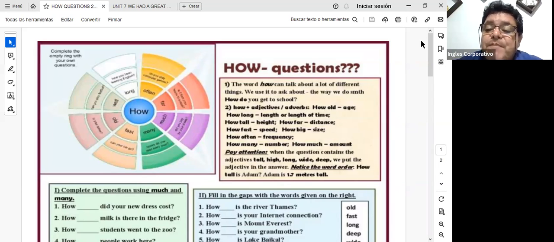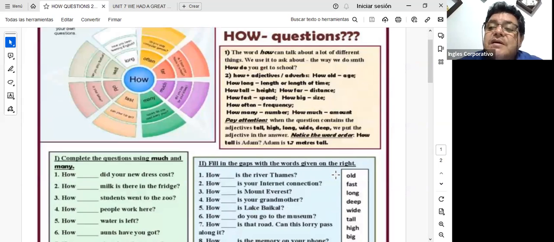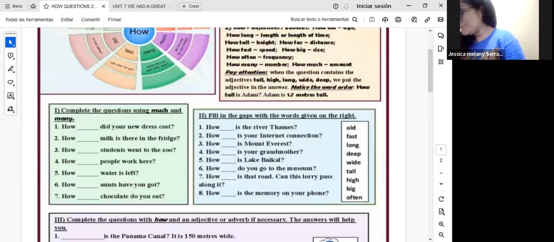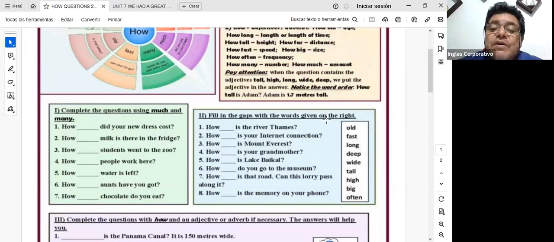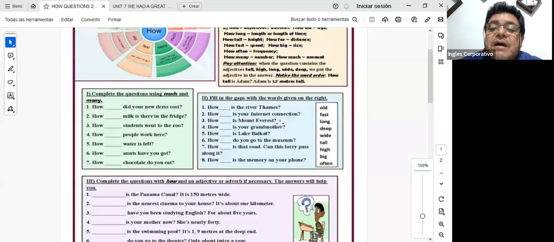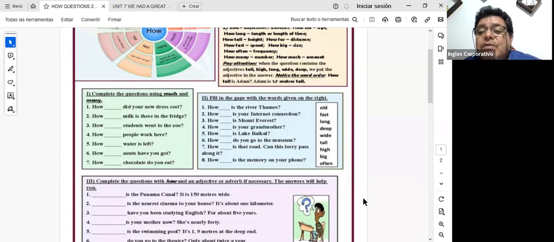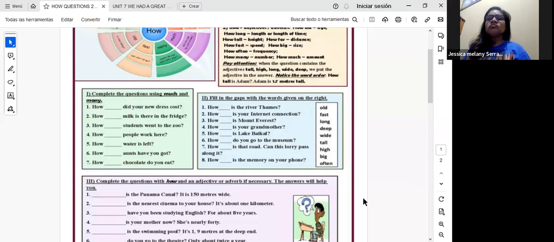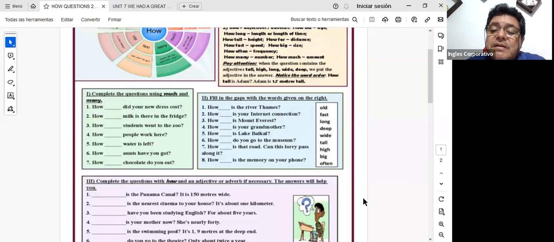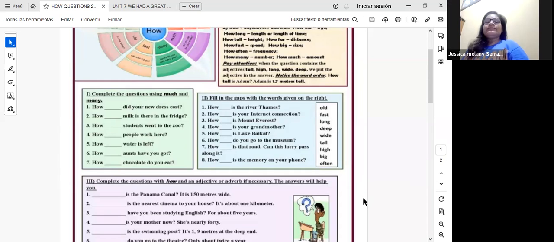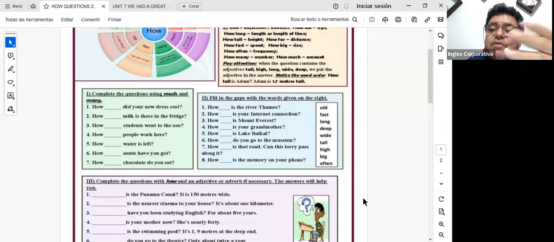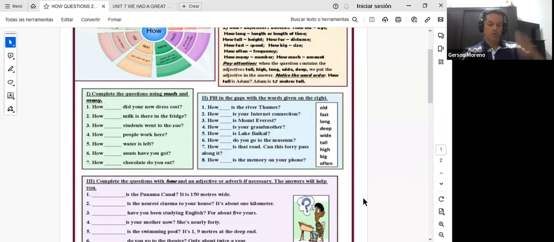Okay. Homework for next class. Your homework is to make a question for each of these: how old, how far, how long, how deep, how wide, how tall, how high, how big, and how often. Remember, you have to make a question for all the how questions. How old, how fast, how long. Make your own questions, and please send them to the WhatsApp group, okay?